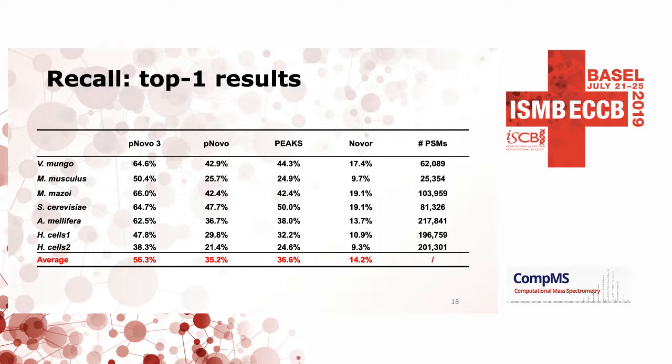First, we compare pNovo 3 with 3 other de novo sequencing tools: pNovo, PEAKS, and Novor. Actually, the top 10 peptide candidates of pNovo and pNovo 3 are the same, and pNovo 3 adjusts their ranks for each spectrum. As shown in this table, about 60% of spectra in the benchmark datasets can be correctly sequenced by pNovo 3, which is significantly higher than those of the other 3 algorithms.